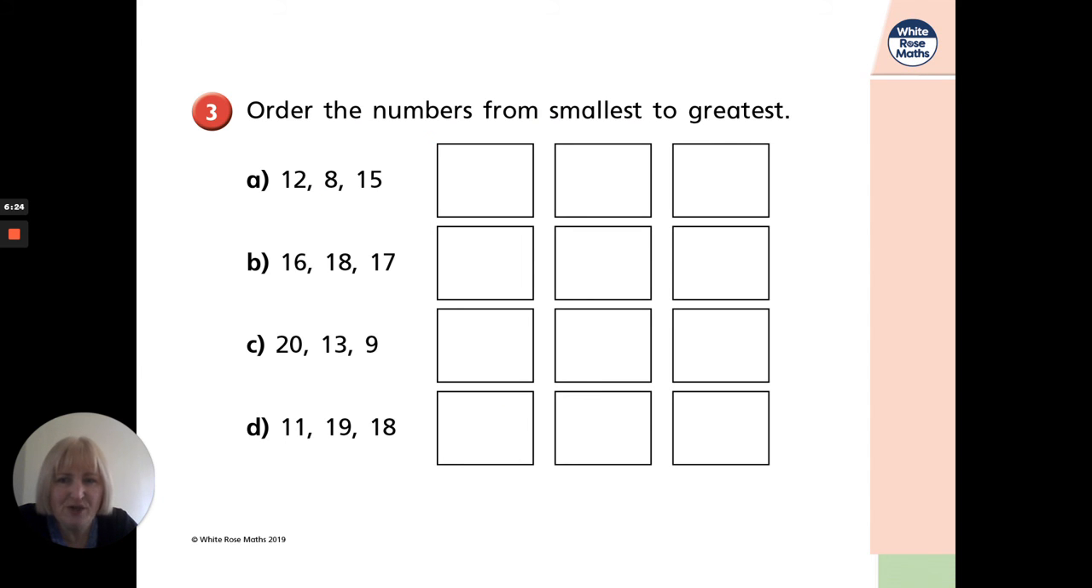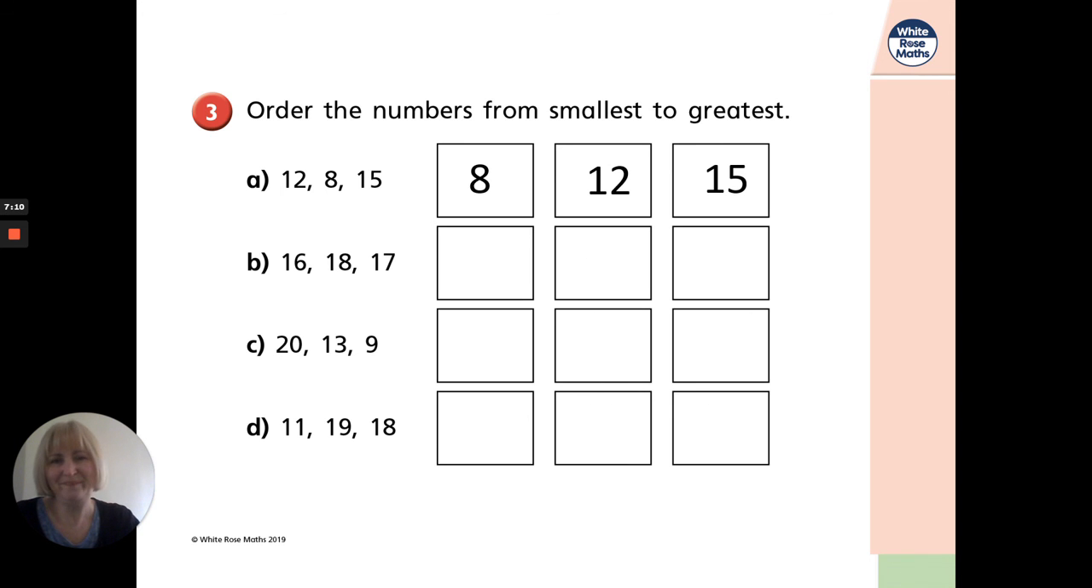And here's your final job for today. There's 2 more slides. The first job is to order the numbers from the smallest to the greatest. So pause the video now and write those numbers down from the smallest to the greatest. So you're looking at these 3 numbers here, 12, 8 and 15, but which is the smallest? And write it in the first box. Which would come next? And write it in this one. And which is the greatest number? And write it at the end. And then do these numbers and these numbers and these numbers. When you've done it, come back and check.